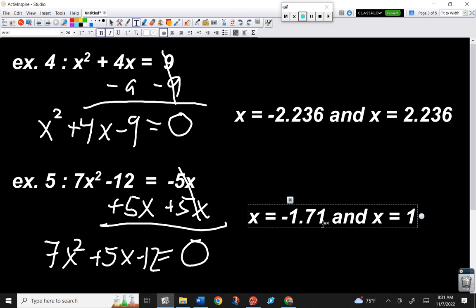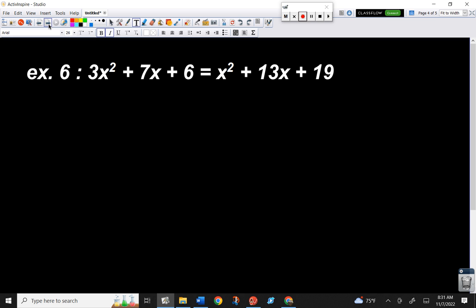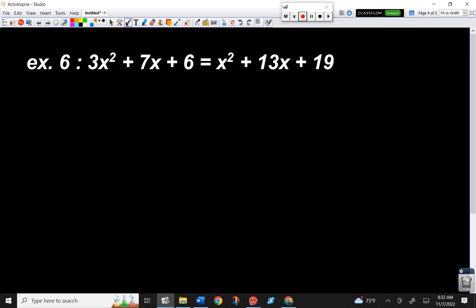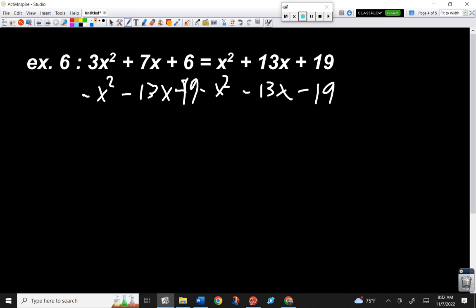Now, the next one is going to be kind of interesting because I've made it really super difficult. You won't see any of this on any test, but I just want to show you that I think y'all are smart enough to handle this. So check this out. We're going to subtract x squared from both sides because they both have x squareds. Then I'm going to subtract 13x from both sides because they both have x's. Last but not least, subtract 19 from both sides because they both don't have x's.